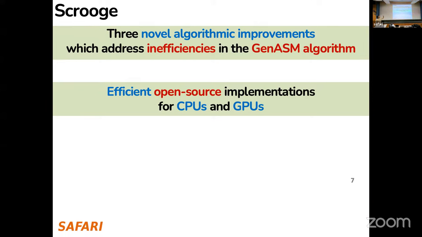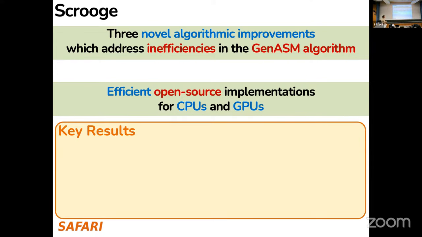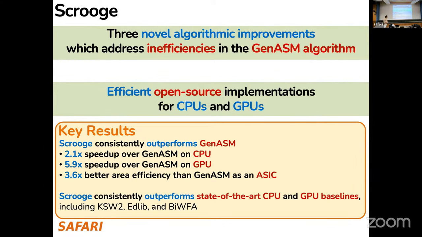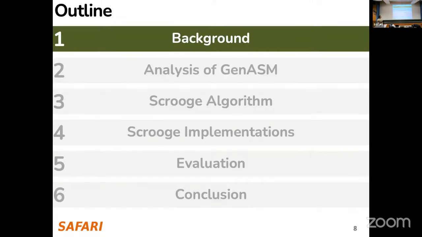So we have open source implementations of this. Is it good now? Perfect. We have open source implementations of this, and you can now just run this algorithm on GPU. If you have an NVIDIA GPU at home, you can actually try this. And we observe quite good speedups with our algorithmic improvements on all of the platforms that we tried. So we also observed that it consistently outperforms the state of the art. There are sequence alignment baselines that we wanted to outperform.